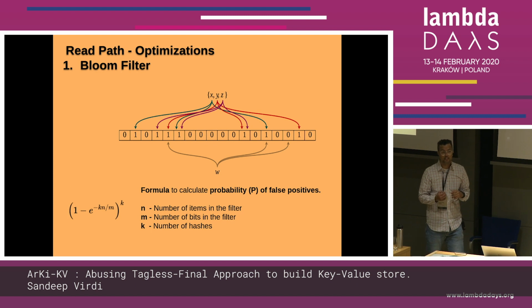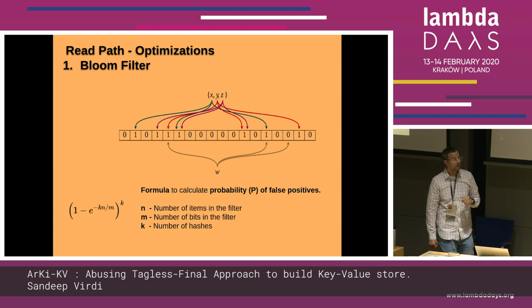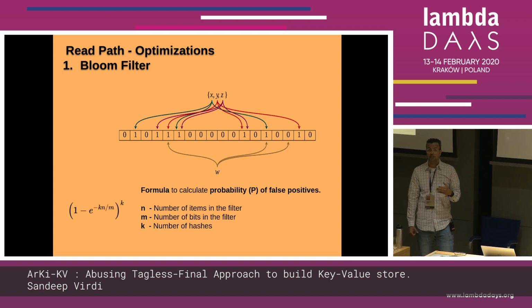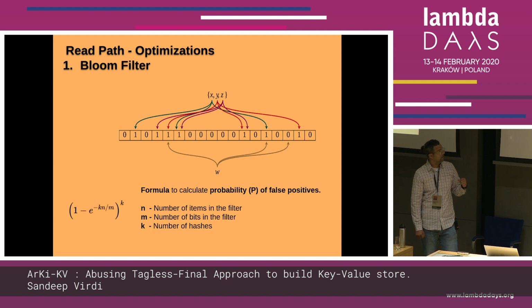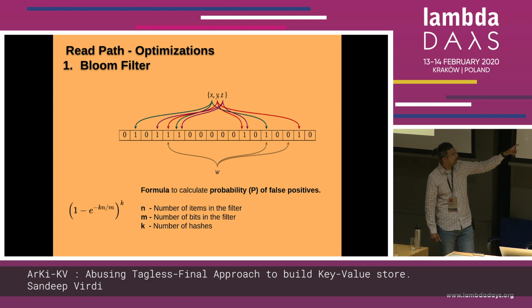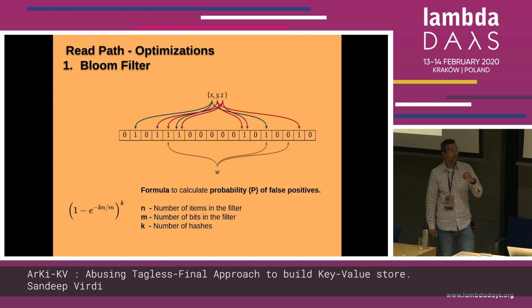So Bloom filters can have false positives, but not false negatives. What does that mean? If the Bloom filter says that the key is not present, you can be sure that it's not present. If it says that the key is present, there's a formula associated with it that you could use to calculate the probability of the key being there.